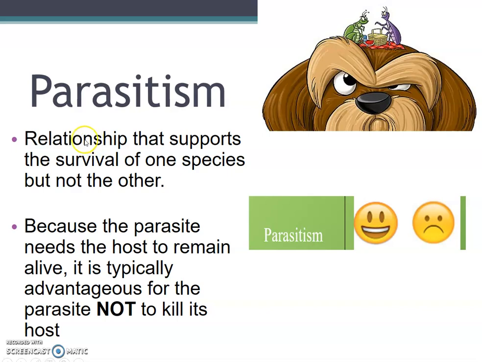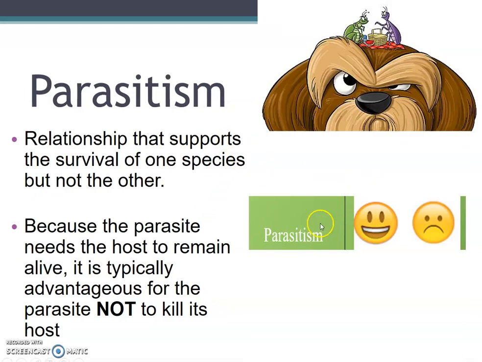The next one is called parasitism. Parasitism is where the relationship supports the survival of only one species, but not the other, right? It's supporting the lifestyle or the survival of the other one. Because the parasite needs the host to remain alive, it's typically advantageous, so it's an advantage for the parasite to not kill its host.